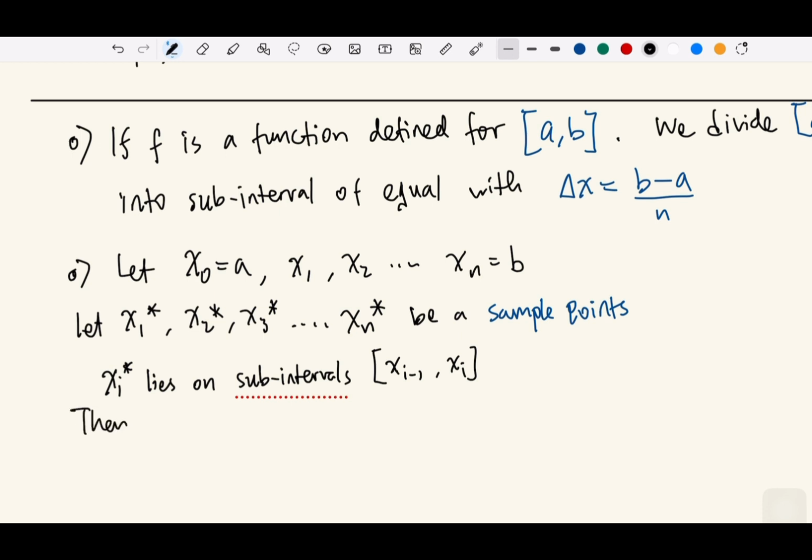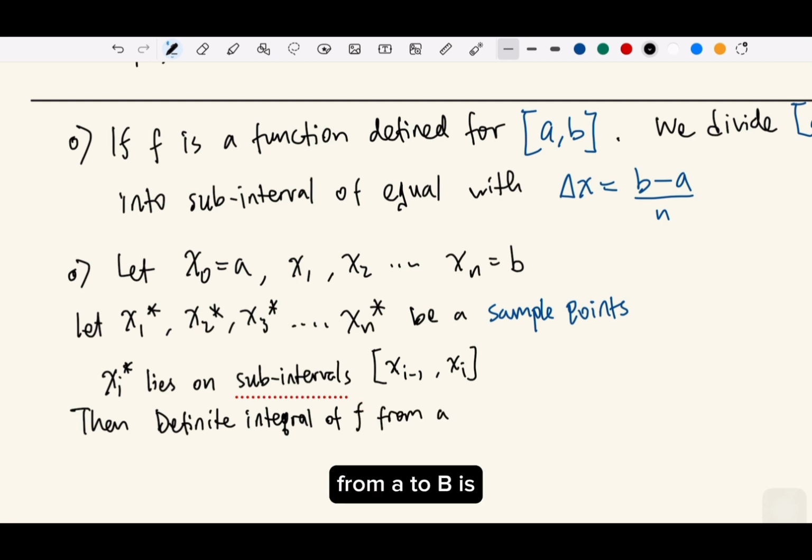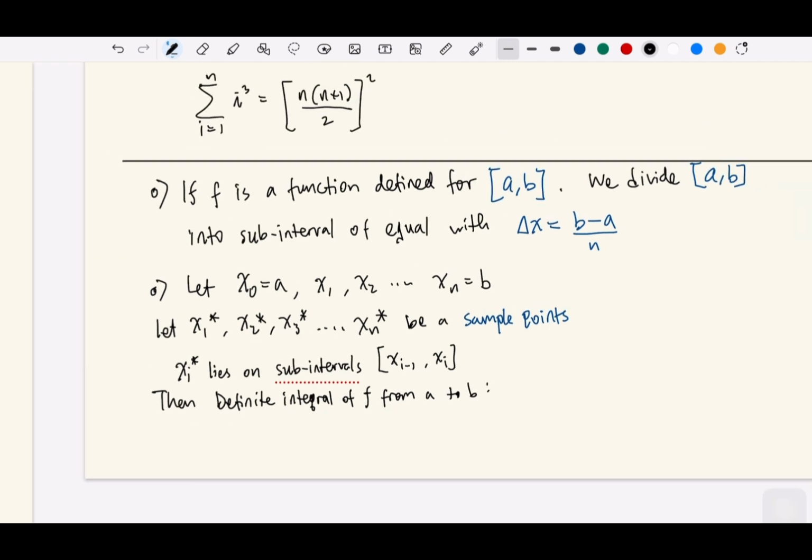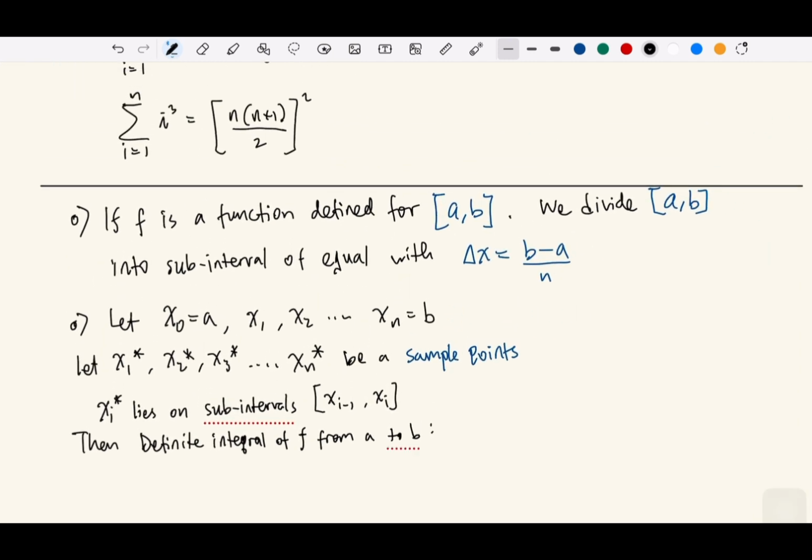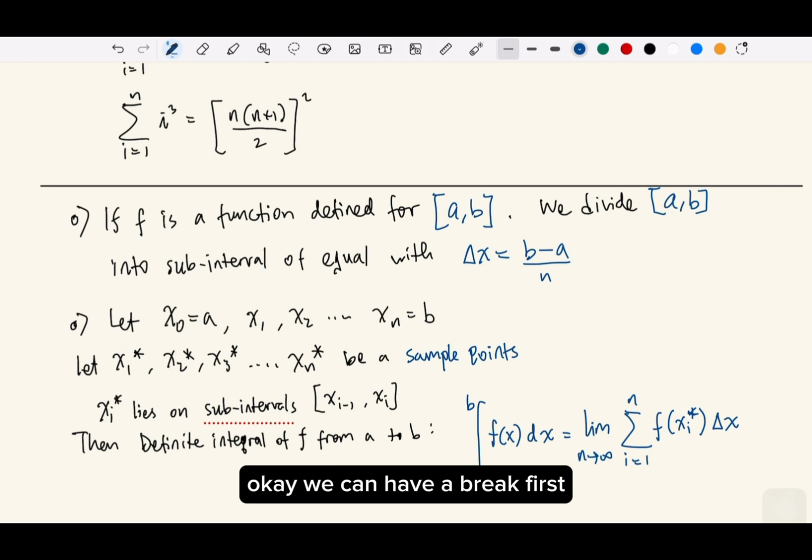Then the definite integral of f from a to b is... okay. Okay, we can have a break first.